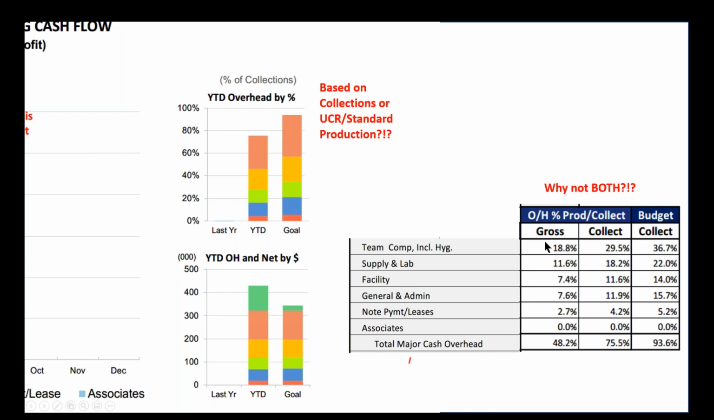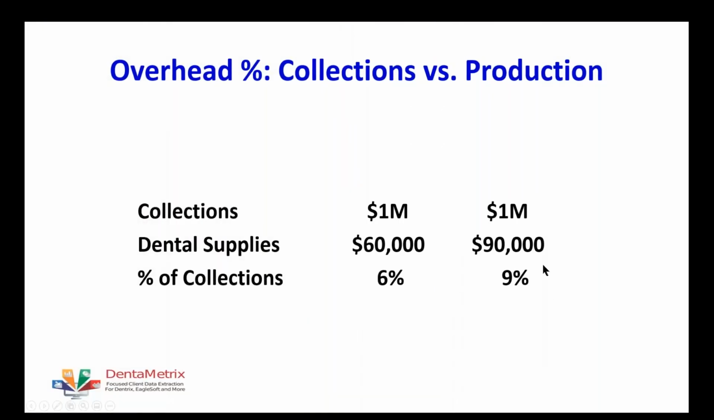Here's what your numbers woulda, coulda, shoulda been if you were a fee-for-service practice. Whole different wrinkle if you're a PPO practice. Let me show you an example. Are we going to do overhead based on collections versus production?